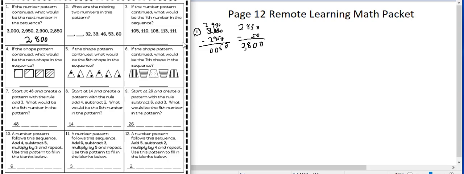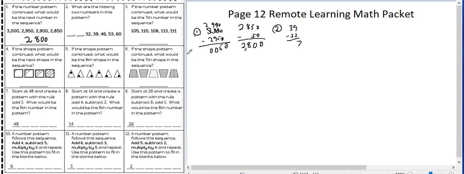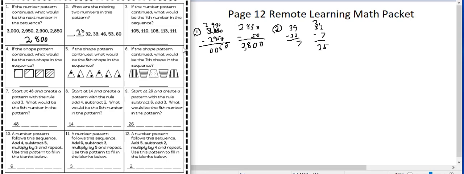All right, number 2, what are the missing numbers in this pattern? I always start with finding the difference in the two numbers. So I have 39 minus 32, that gives me 7. And I look at another one here, 53 plus 7 would equal 60, so it checks out. So now I have 32, I need to take 7 away from 32. I borrow, the 3 becomes a 2, the 2 there becomes a 12, 12 minus 7, 5, 2 minus nothing, 2, so that would be 25.